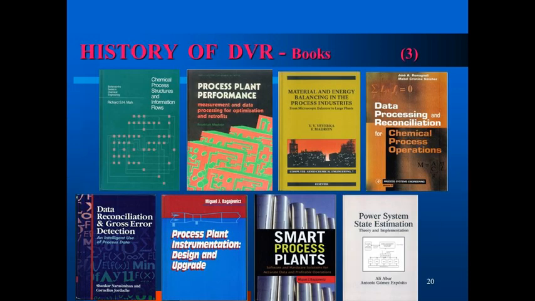Probably the first book devoted partially to data reconciliation is Chemical Process Structures and Information Flow by Richard M.R. Next two books came from Chemplant Technology. The first is focused on using data reconciliation in area of process plant performance monitoring. The second book, covering extensively mass and energy balancing in process industries, contains several chapters on data reconciliation, and also the case study about yield accounting with data reconciliation.